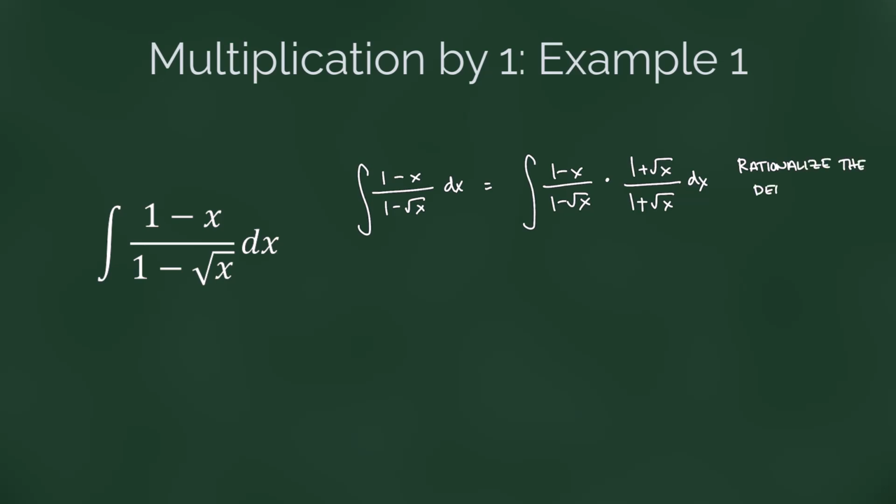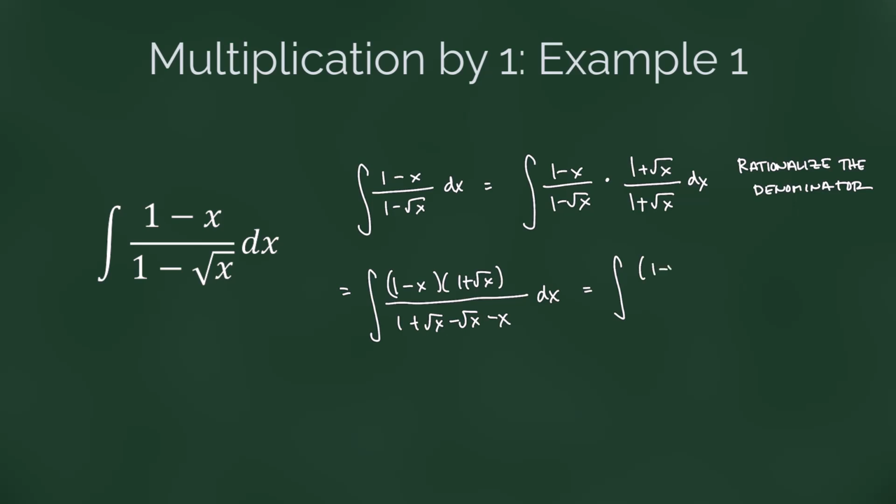Rationalizing the denominator involves multiplying by a version of 1 that allows us to get rid of the radicals in the denominator. So we're going to multiply the entire integrand by 1 plus root x over 1 plus root x. On the top, we're not going to multiply it out just yet. We'll see if we need to or not. On the bottom, when we distribute, we get 1 plus the square root of x minus the square root of x minus x, which is exactly what we hoped for, because that allows us to eliminate the square root of x on the bottom. And now we have 1 minus x times 1 plus root x all over 1 minus x dx.